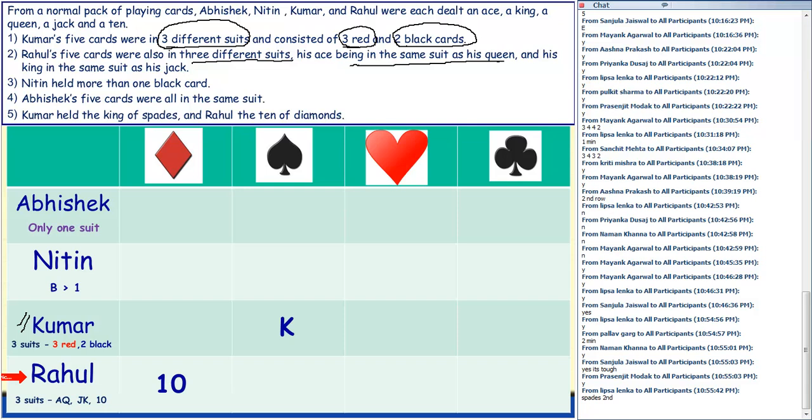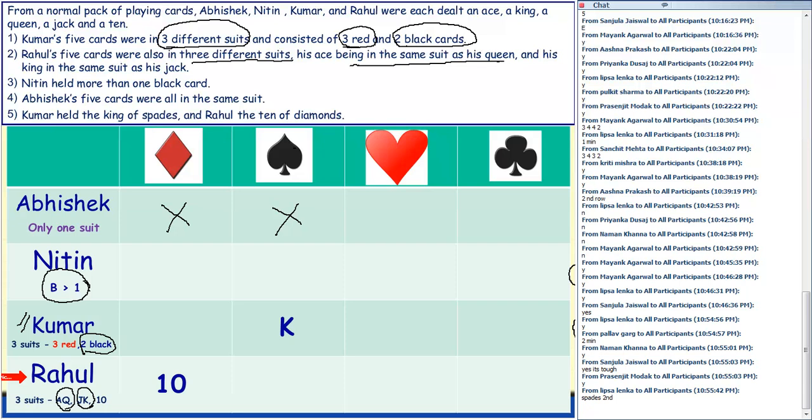Now focus here. Now Kumar has got, if you observe here, 2 black cards. Nitin has got more than 1 black card, so Nitin has also got a minimum of 2 black cards. Remember, Nitin has got a minimum of 2 black cards. Kumar has got 2 black cards. Now Abhishek's cards cannot be of this and cannot be of this. So Abhishek cannot have diamonds as well as clubs. Now Rahul has 2 pairs left, A, Q and J, K.